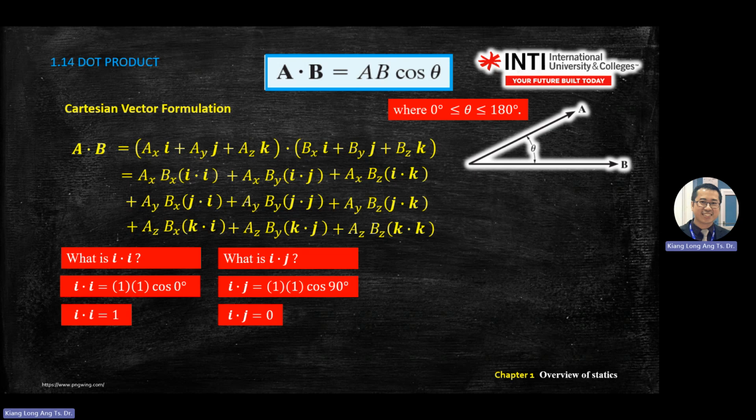What about i dot k? i magnitude 1. k is 1. Cos theta, what is the angle between i and k? i is x. k is z. What is the angle? 90 also. So you get 0.